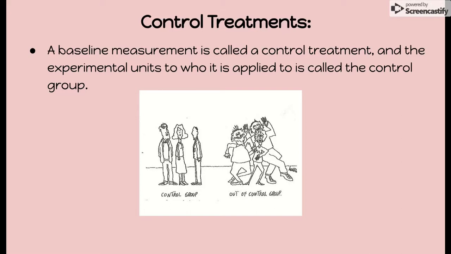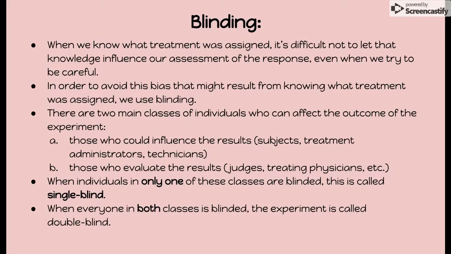Usually a good example of a control group would be receiving a placebo treatment, and I'll talk more about what a placebo is later in this video. But if we use them as the control group, their responses provide a basis for comparison. When we know what treatment was assigned, it's difficult not to let that knowledge influence our assessment of the response, even when we try to be careful.